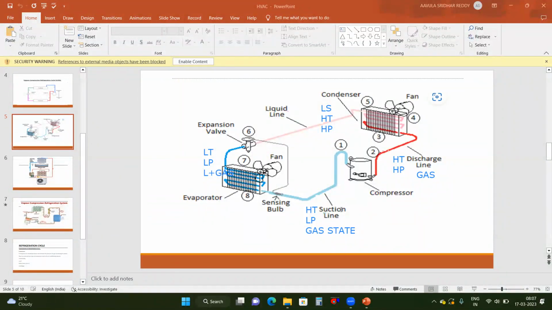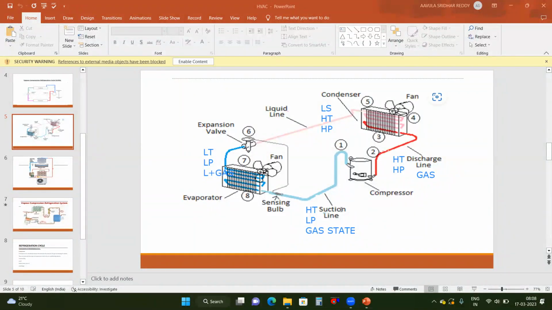First, the refrigerant goes to the compressor. The compressor will increase the pressure and temperature, and the state is gaseous. After this, the gas goes to the condenser. There the heat will be rejected, and the gas is converted into liquid state, but at high temperature and high pressure. That liquid goes to the expansion valve. In the expansion valve, the liquid expands, and after the expansion, we have low temperature, low pressure, and a mixture of liquid plus gas.